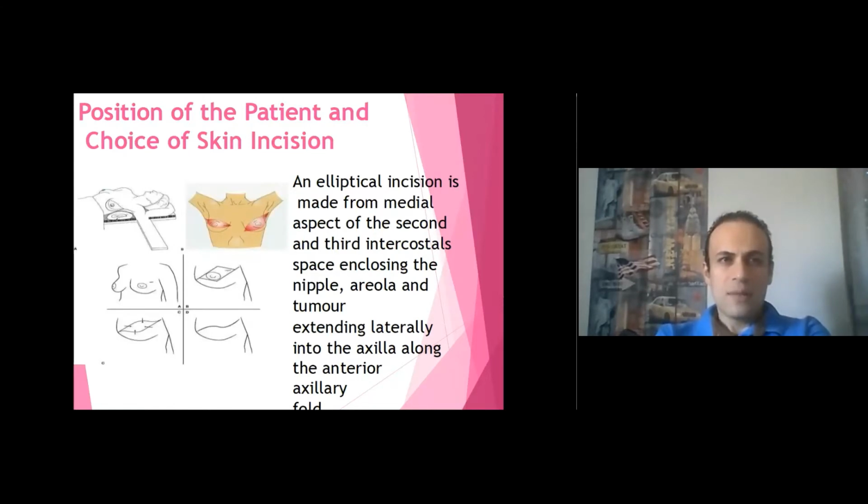Here we see the position of the patient and the choice of skin incision. There are different schools on how to decide the incision, and we will talk about the most commonly used, called the Stewart incision. It means an elliptical incision from the medial aspect of the second and third intercostal space, as we see, enclosing the nipple, areola, and tumor, and extended laterally into the axilla along the anterior axillary fold.